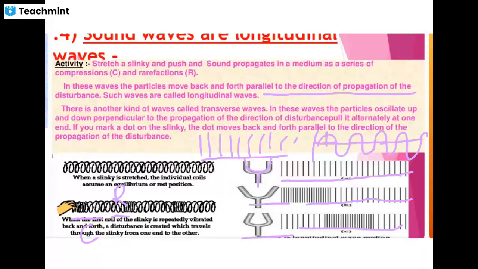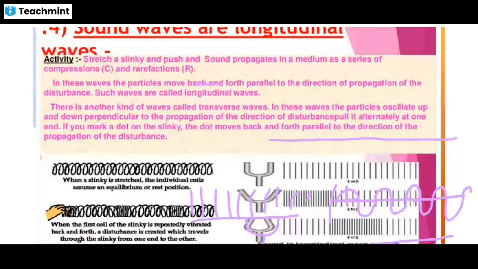So this shows that sound waves are longitudinal waves. Understood? Sound waves are longitudinal waves. They have compressions and rarefactions, and the particles vibrate parallel to the direction of propagation. Light waves are transverse waves, and the particles move up and down, that is perpendicular to the direction of propagation. These are the main important points you should remember.